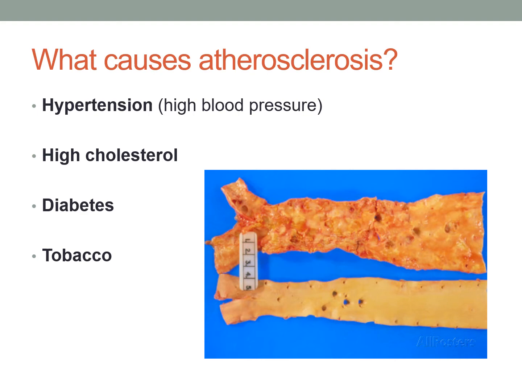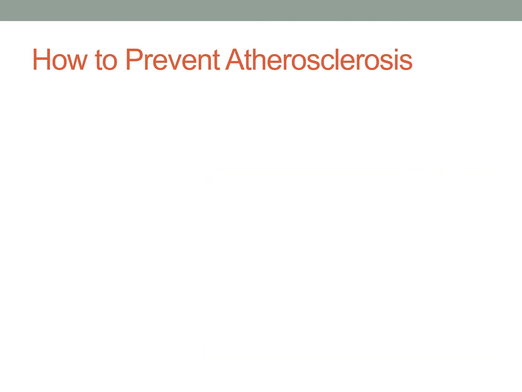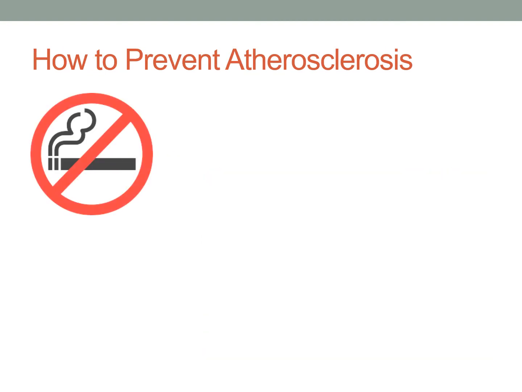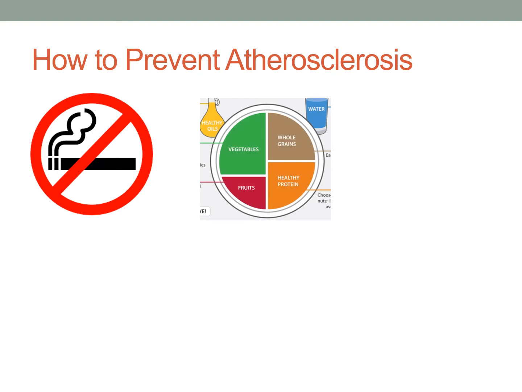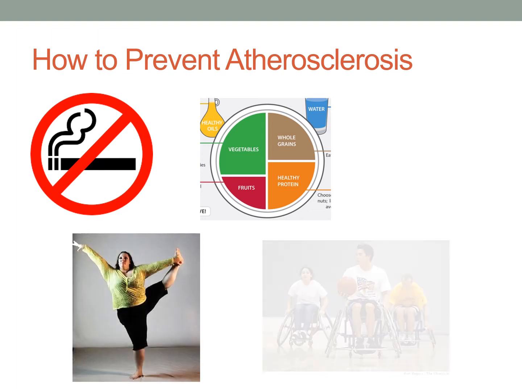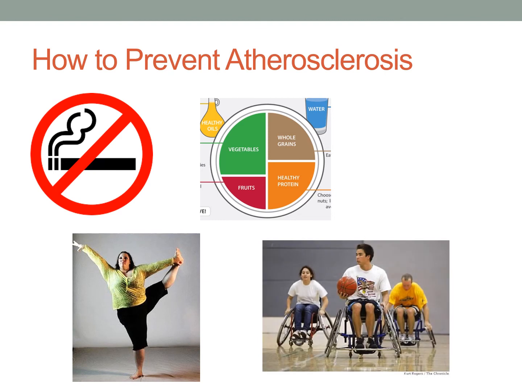So these are the big four. Obviously, if you want to prevent the insides of your arteries from looking like this, please don't smoke or use tobacco. It's amazing what a difference that makes in so many ways. Try to eat healthful foods, right? Lots of vegetables, please. Avoid unhealthy fats. And then move your body.